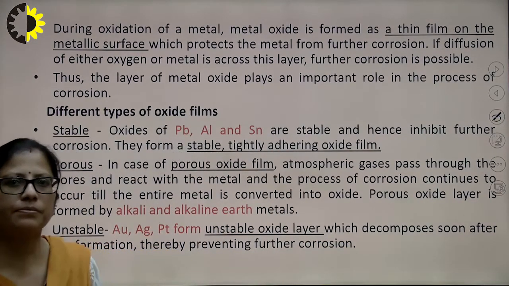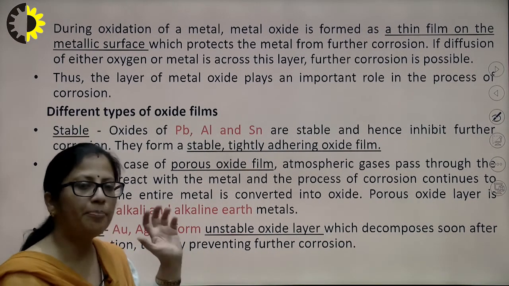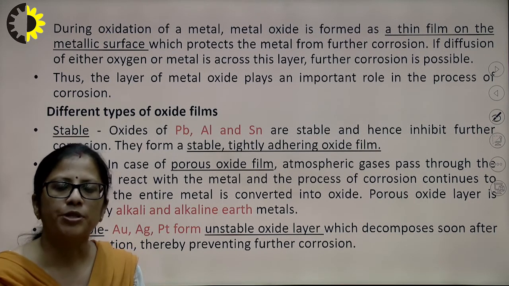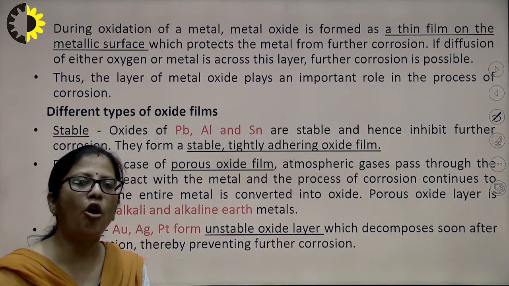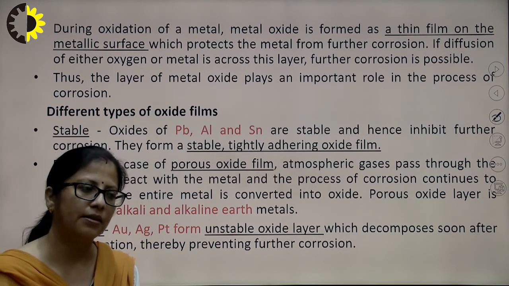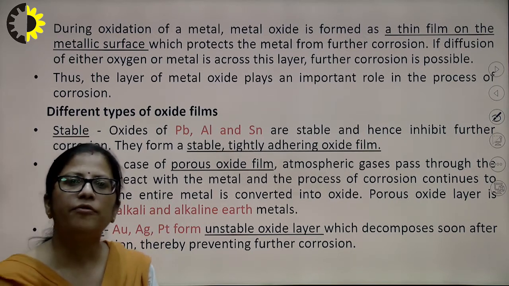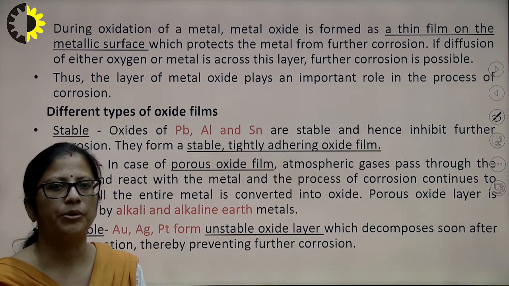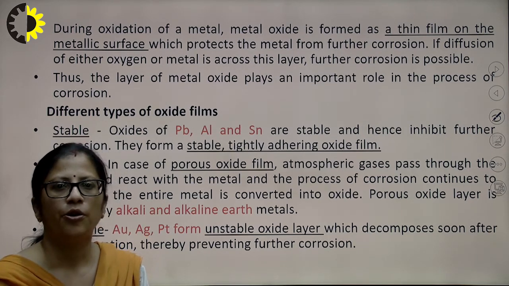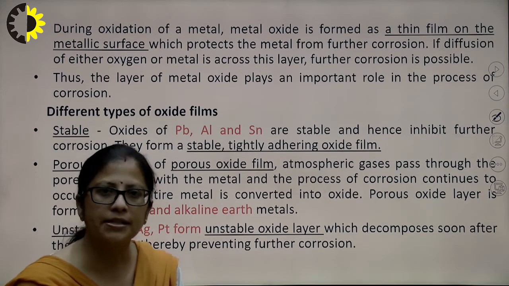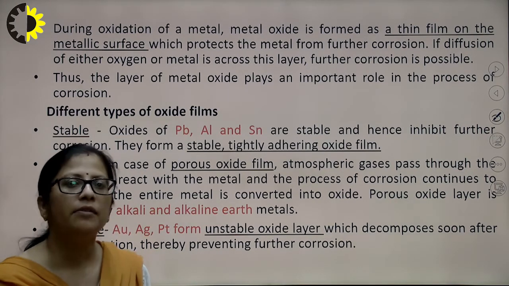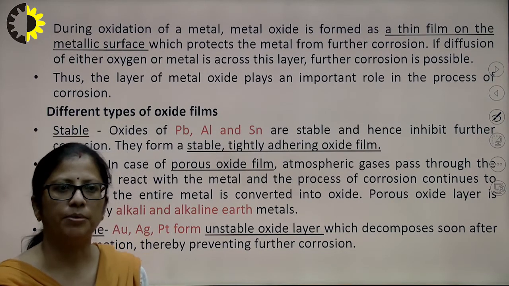Now, during this oxidation process, a thin film of oxide is formed on the surface of the metal, which protects the metal from further corrosion. But if either oxygen or metal can diffuse across this layer, then further corrosion is possible.